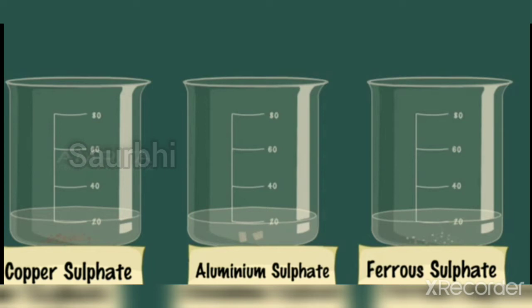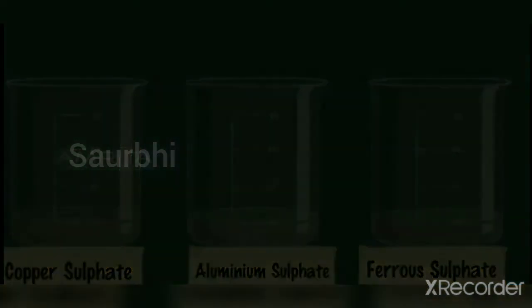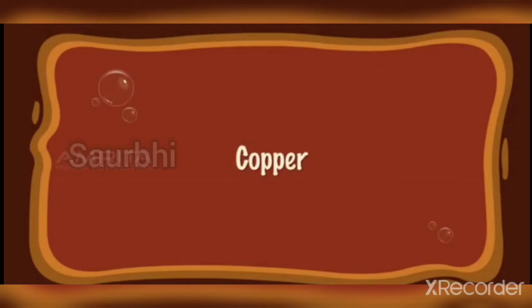Now we have the ferrous sulfate solution. The green color of ferrous sulfate solution disappeared. The iron settled at the bottom of the beaker. It indicates that Fe is displaced from FeSO4 and Zn is more reactive, and a colorless solution is formed.